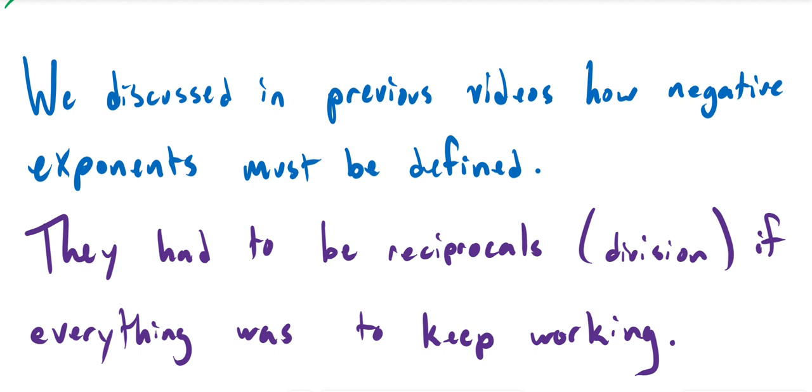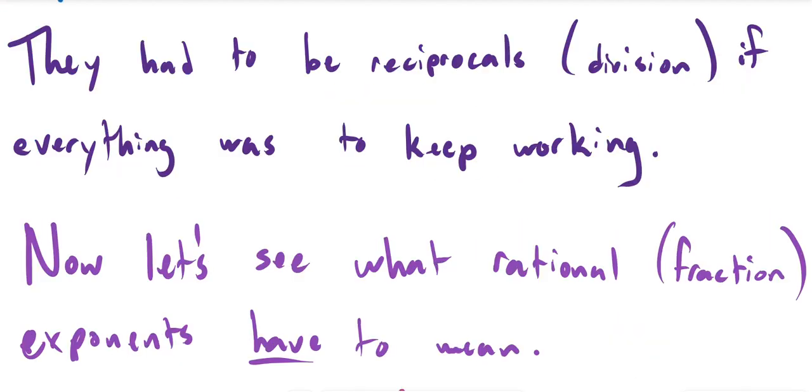So just to review, we discussed in previous videos what negative exponents had to mean. They had to be reciprocals, that is to say, they had to be division if all of the properties that we wanted to keep working were to keep working. In the same way now, we want to explore what it would mean to put a fraction into the exponent position. The main idea here is we want to see how that would behave, what it would mean if all the other properties of exponents that we've covered so far were to keep working. This is going to be very similar to how we derived fractions in the first several videos.